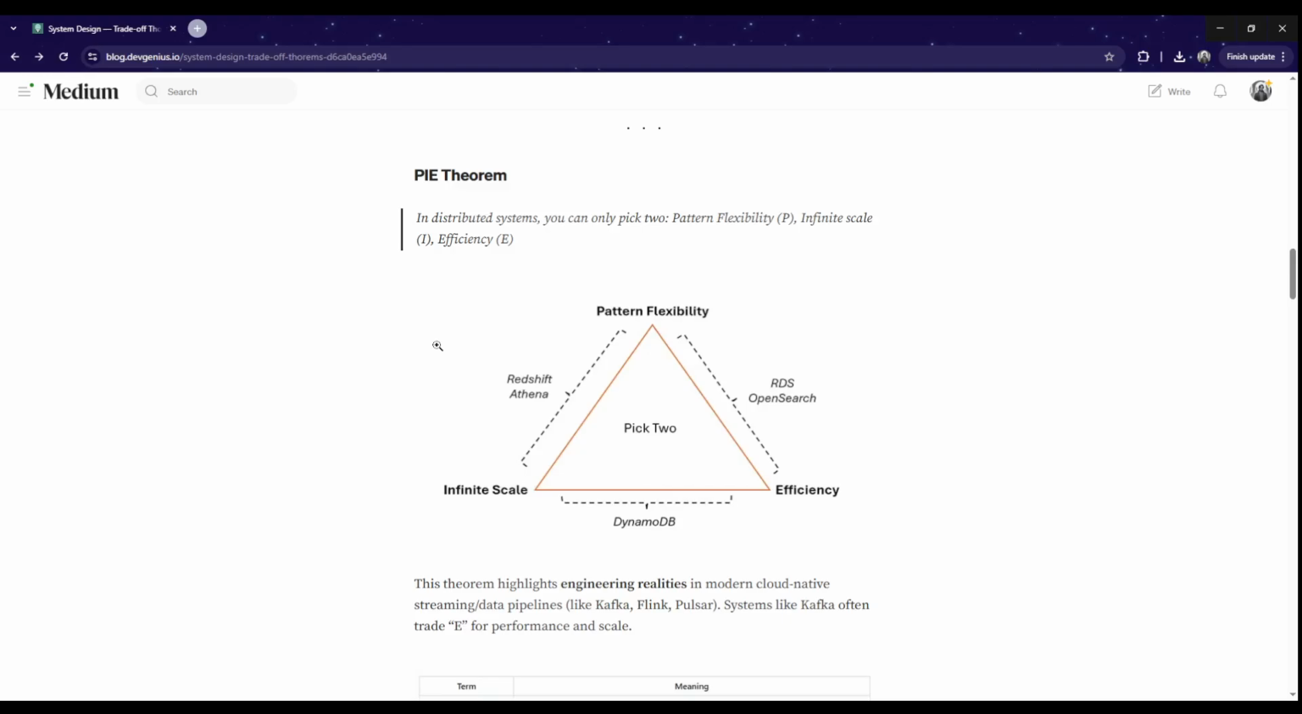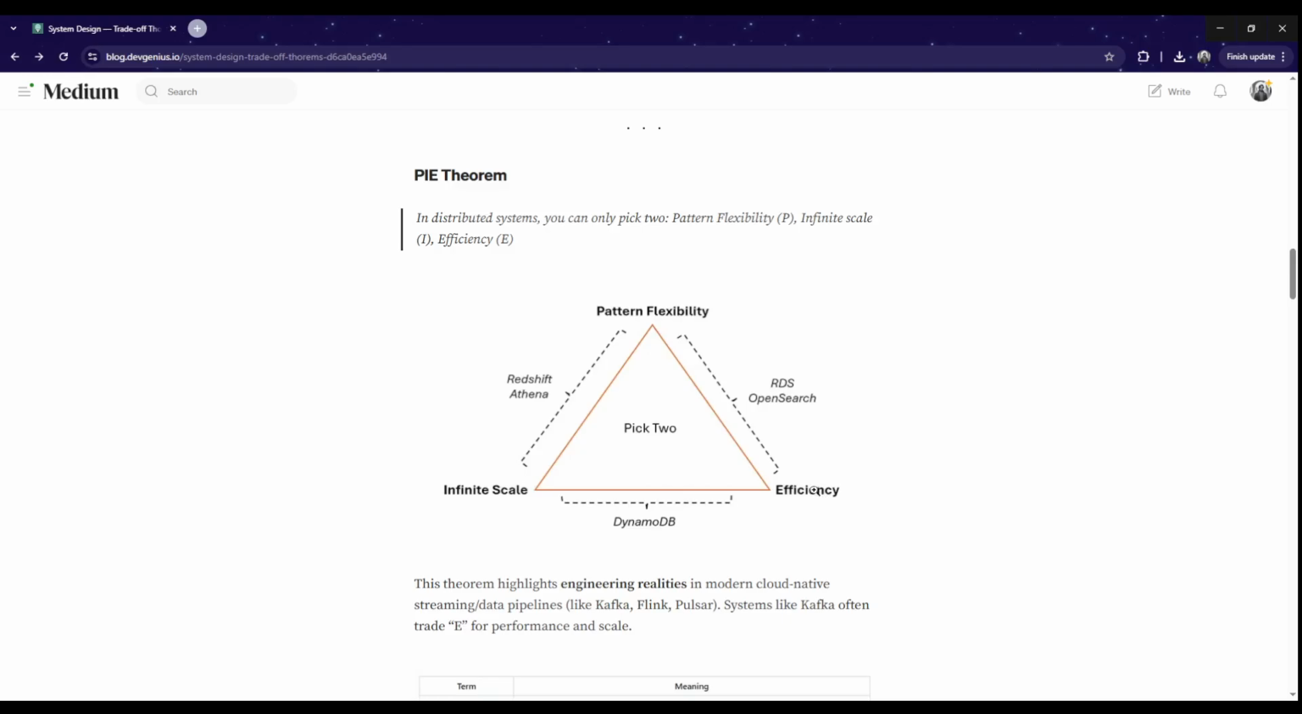So what does this mean is that in case we want to create a system which is infinitely scalable, either we can make the system infinitely scalable with efficiency, or we can make a system infinitely scalable with pattern flexibility. Pattern flexibility is how many ad hoc queries we can support. So if you see, Athena of AWS follows infinite scale and pattern flexibility, because for example, we can write our own query at the time when we issue the queries. And then Redshift is another example which gives us infinite scale and pattern flexibility.